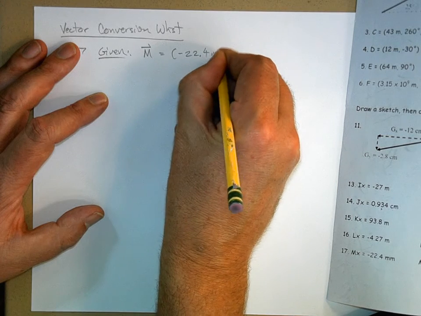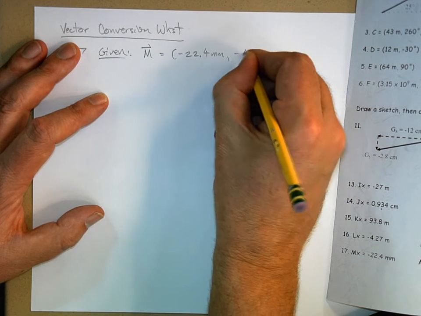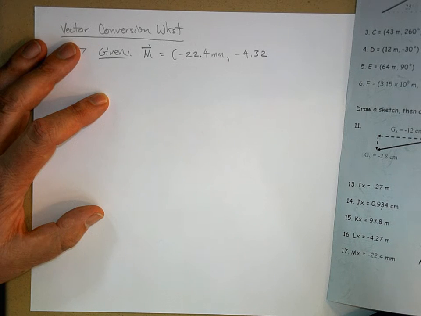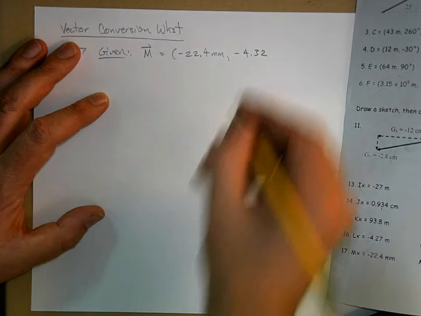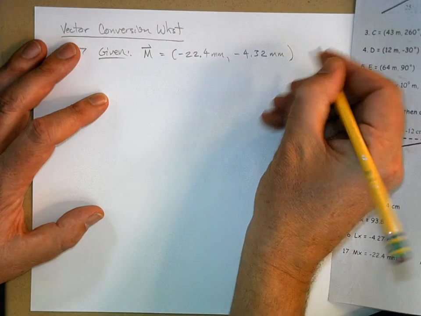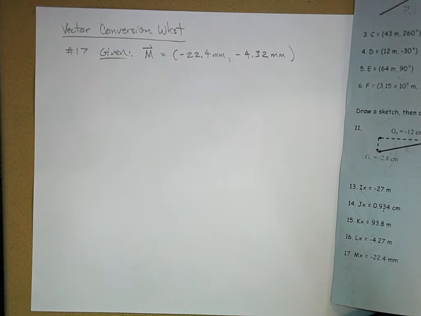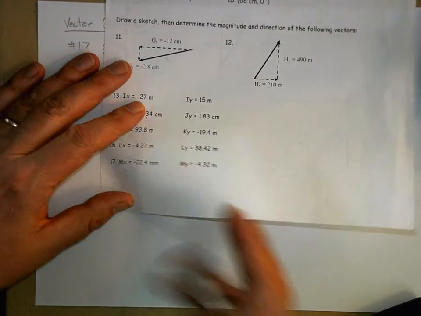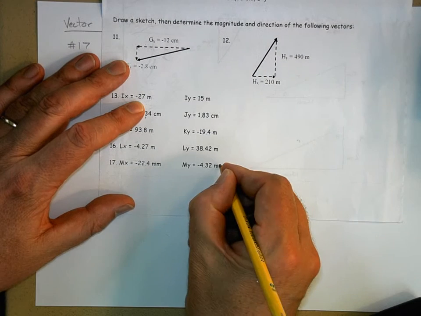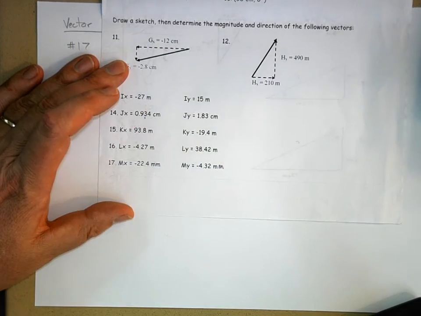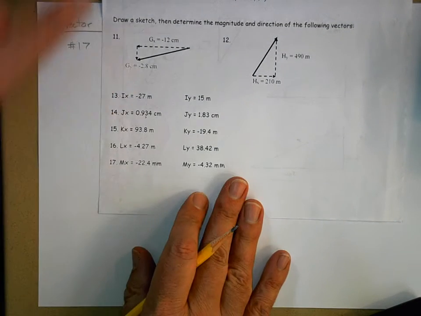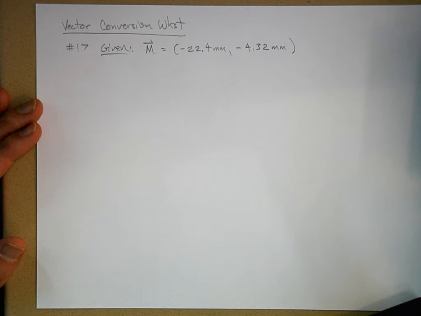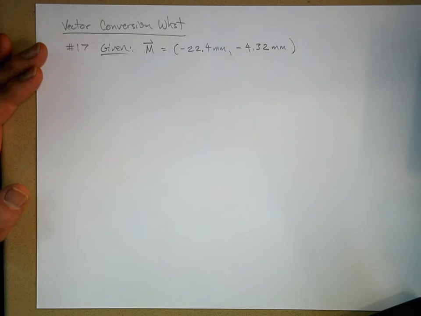22.4 millimeters, negative 4.32. Oh, I think there's a typo in there. It should be millimeters. If you make it meters, it's a really weird vector. I didn't notice that before. Right here, everybody on your worksheet, let's make it millimeters. So, good job in picking number 17. You get 3 more questions today.